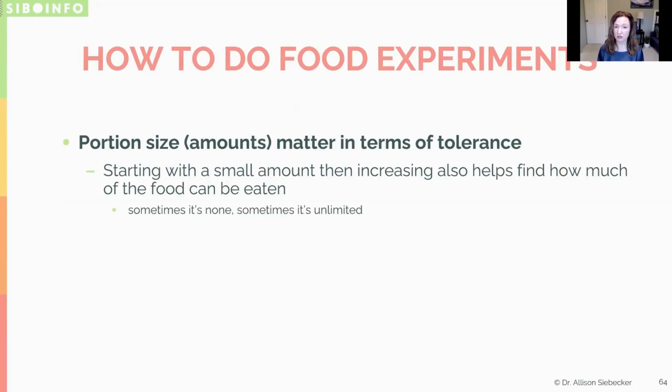Portion size really does matter in terms of tolerance. So starting with a small amount and then increasing will also help patients find how much of that food can be eaten, because a lot of times somebody could have, let's say, 1/4 of a cup of something, no problem. But if they ate 3/4 of a cup of it, it will be a problem. So by doing this, sequential increasing of amounts, they can see, I was fine with 1/4 of a cup. So I'll just know that.